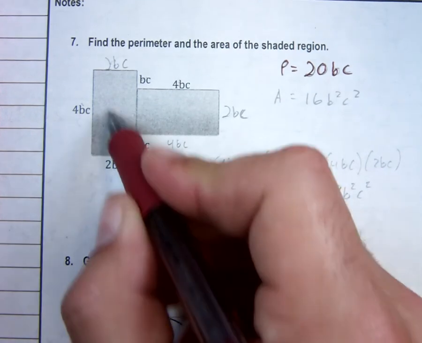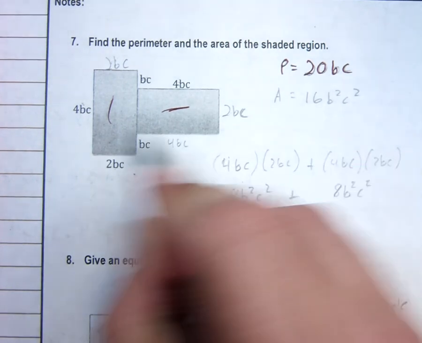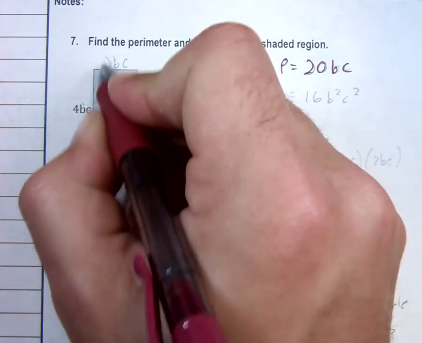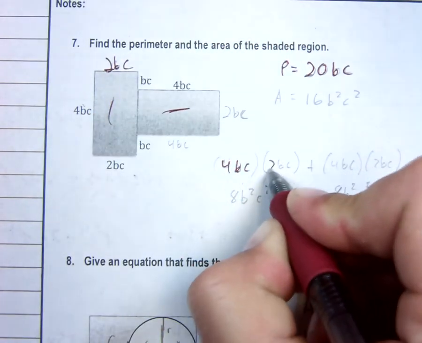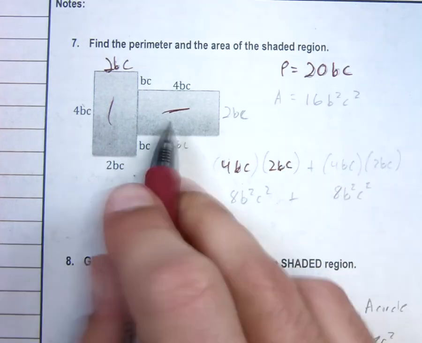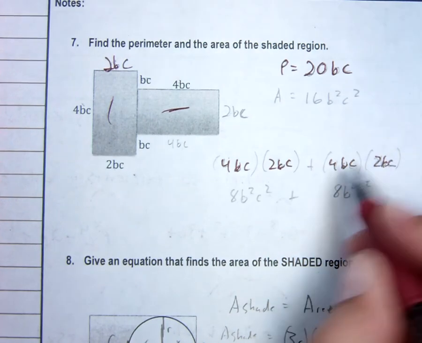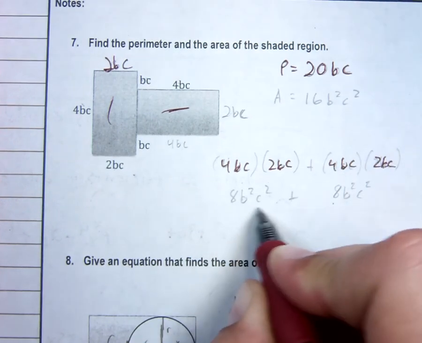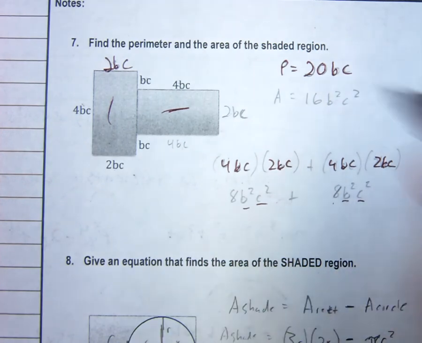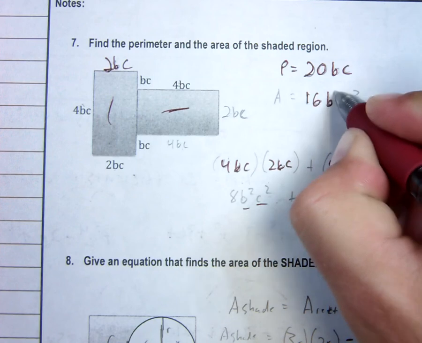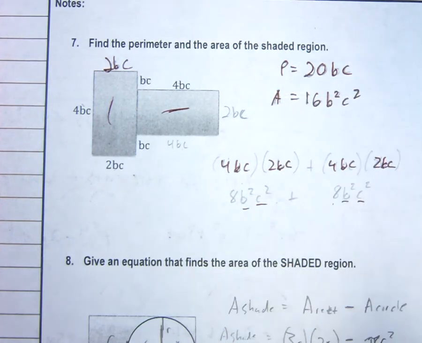Area. Find the area of this rectangle. It's length times width. So this one is 4 BC times, that's a 2 up there, 2 BC. So 4 BC times 2 BC. And then this one is 4 BC, the same thing, 4 BC times 2 BC. That's going to be 8 b squared c squared, 8 b squared c squared. They are the same, so we can add them together. If you add them together, that's going to be 16 b squared c squared. The reason we can add them together is because they are like terms.